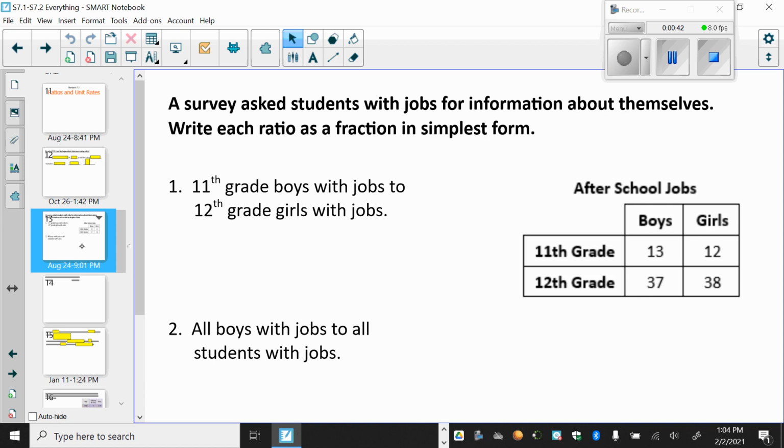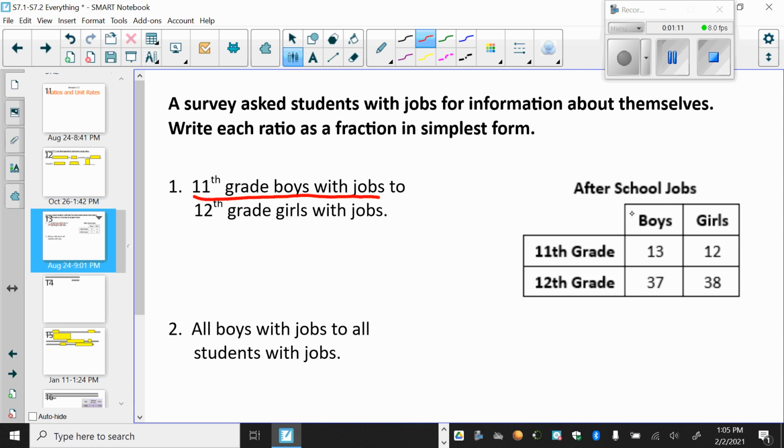A survey asks students with jobs for information about themselves. We're going to write each ratio as a fraction in simplest form. So we're going to write the ratio, then reduce to simplest form. Question 1: 11th grade boys with jobs to 12th grade girls with jobs. You always want to go in order. The first thing it talked about, 11th grade boys with jobs. We're going to find that number.